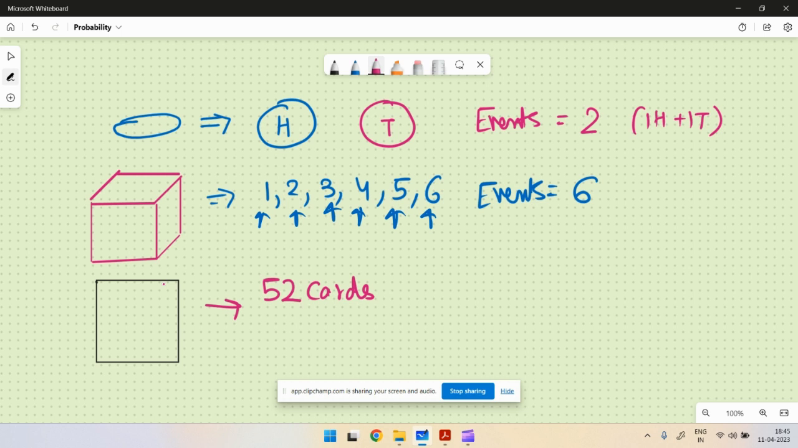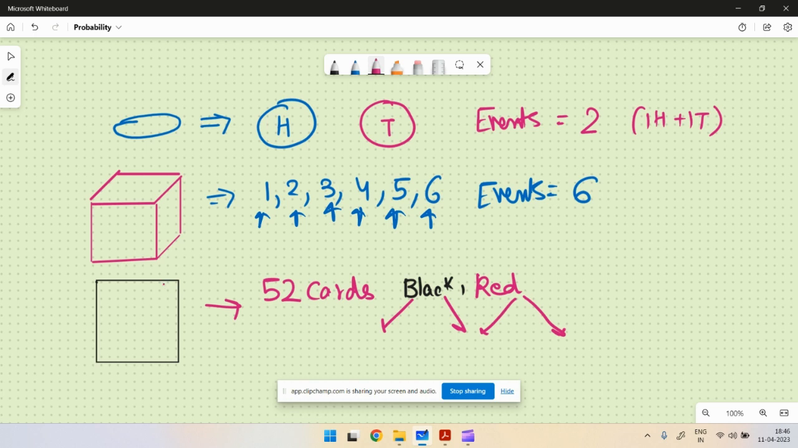First of all, you need to understand the total 52 cards, and there are two colors of cards. It is black and red. Sorry, black and red, not blue. Only two colors, black and red. Now, in black also and in red also.